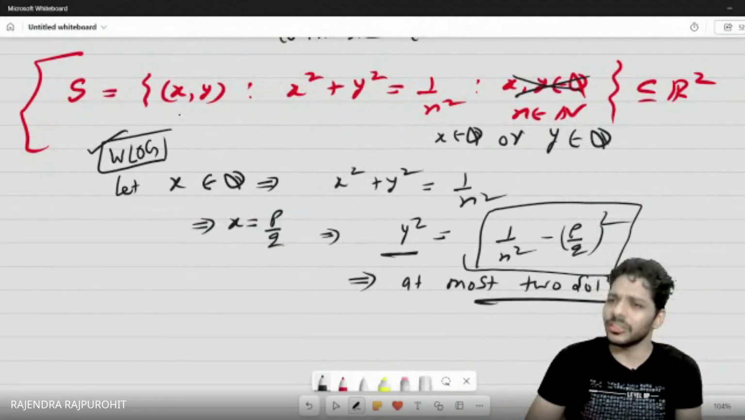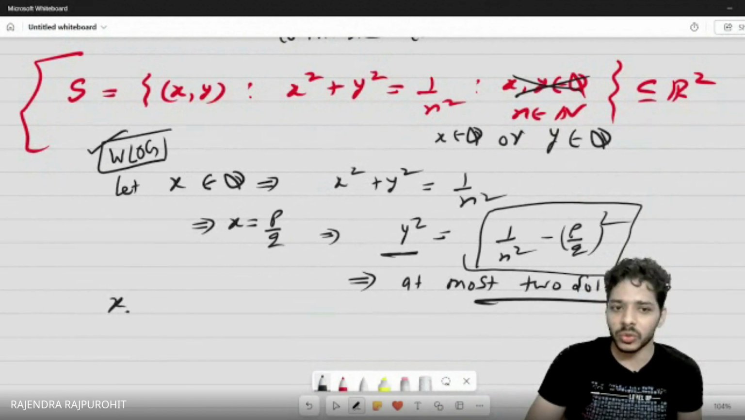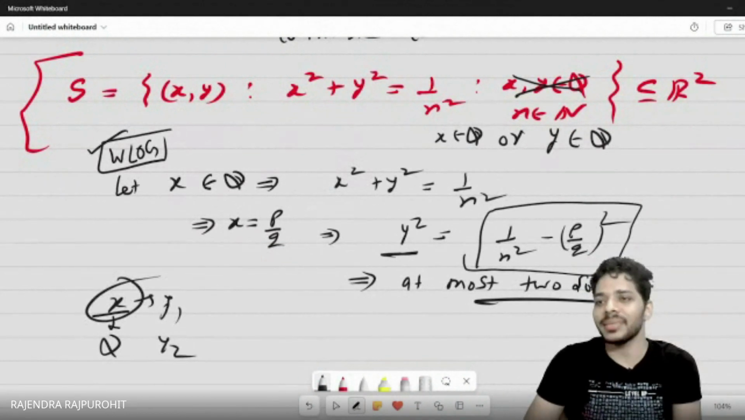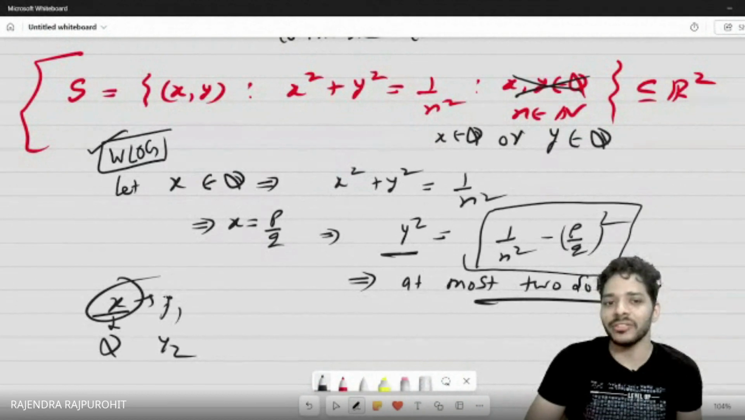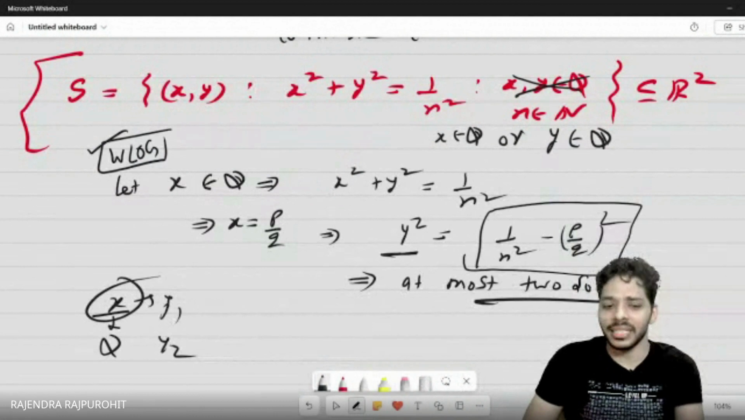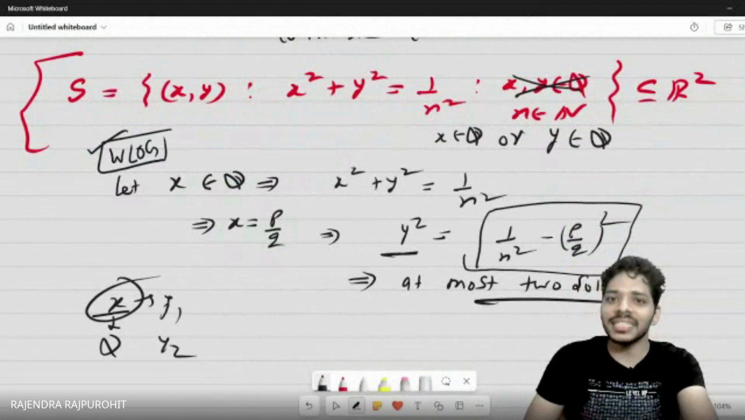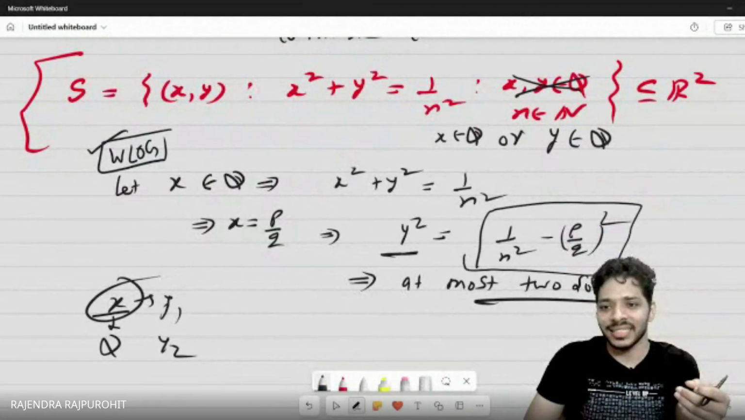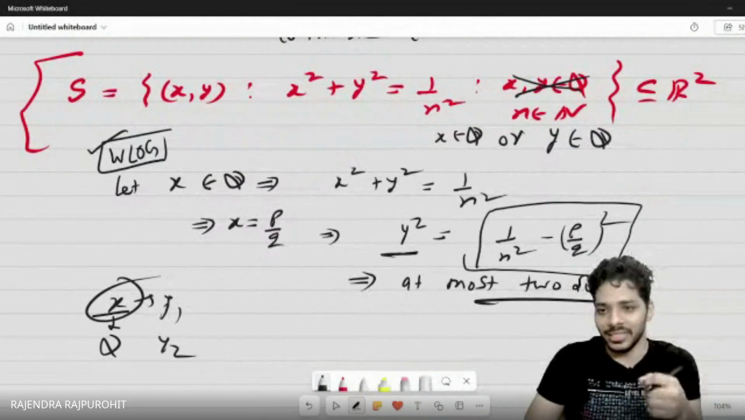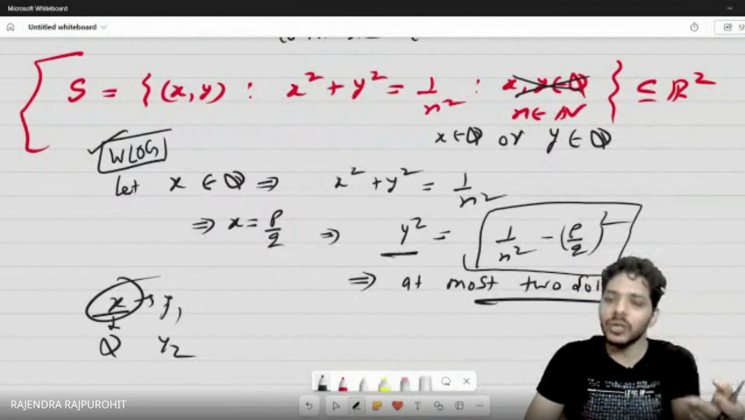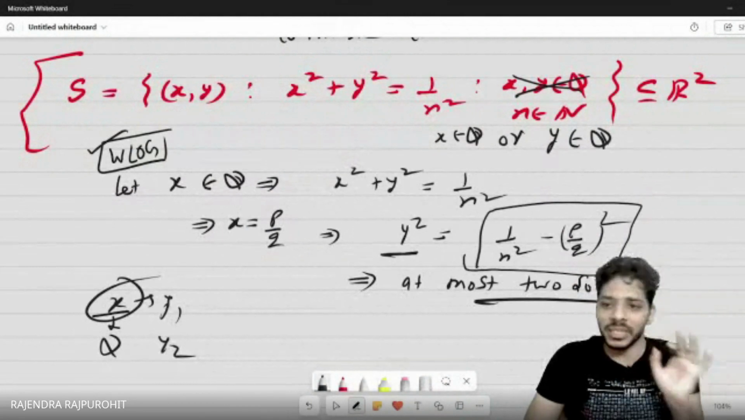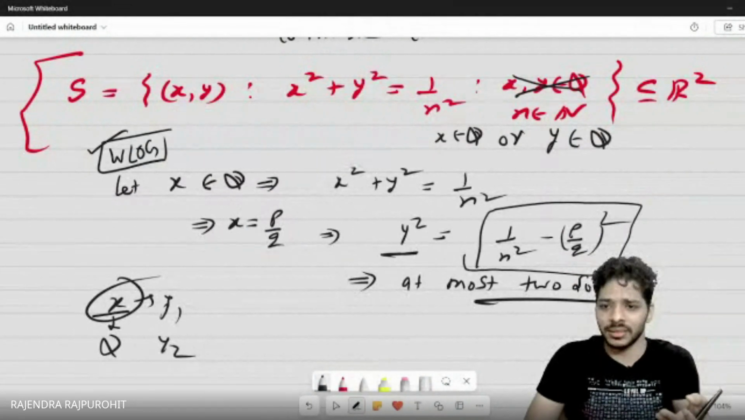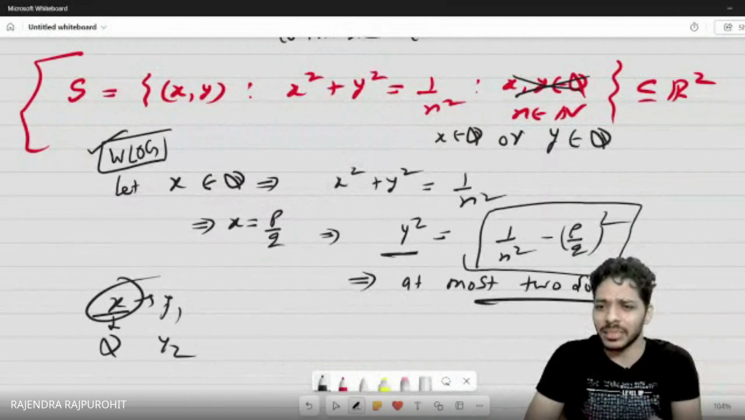At most 2 you can get, right? And same for the Y. So if you fix any X belongs to Q, then you have at most 2 choices for Y, Y1 and Y2. And how many X can you have? As many as rationals you can have. And how many Y can you have? At most 2 cross Q. Now can you say anything about the countability? Because fixing the X is also putting a restriction over Y as well. If you fix X to be rational, then Y doesn't become rational, but Y square becomes rational. That means Y is an algebraic number. And even the set of algebraic numbers is also countable.